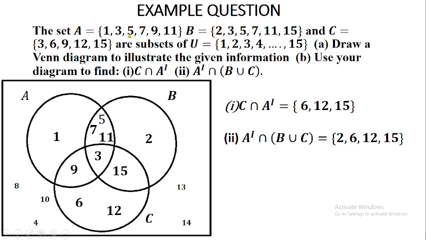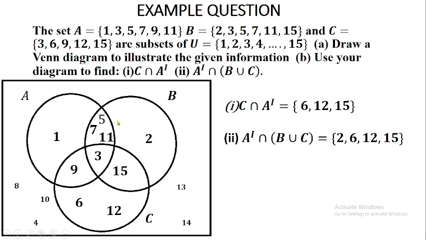Then go again. 5 is here, 5 is here, so 5 will be in A and B. Then 7 is here, 7 is also here, so 7 will be in A and B. Then 11 is here, 11 is also here, so 11 will be in A and B. So that means I've gotten A intersection B only. I hope you understand that now.